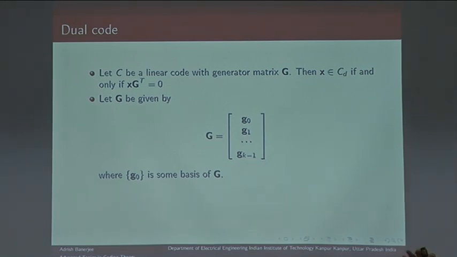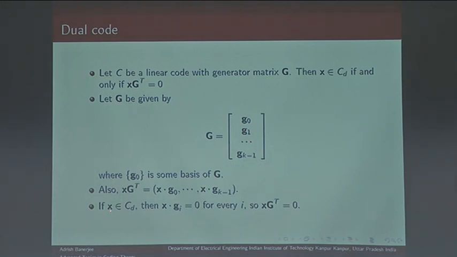The generator matrix is a k cross n matrix. These are your k rows, which I denote by G0, G1, G2, up to G(k minus 1), and each of them is an n-tuple, and I can use these as my basis to generate my code words. Now, what is X G transpose? You take the transpose of G, and X G transpose is then the dot product of X with G0, X with G1, X with G2, up to X with G(k minus 1).